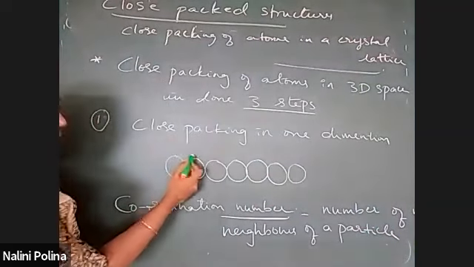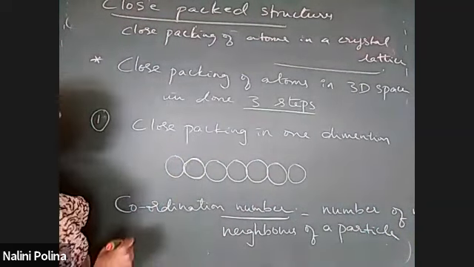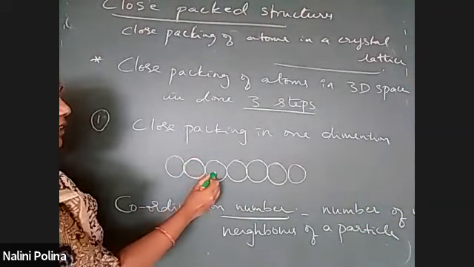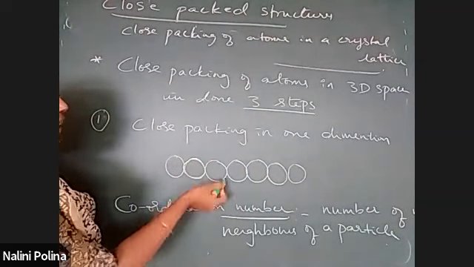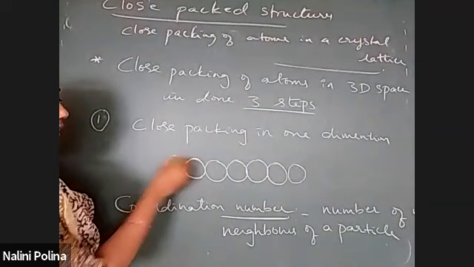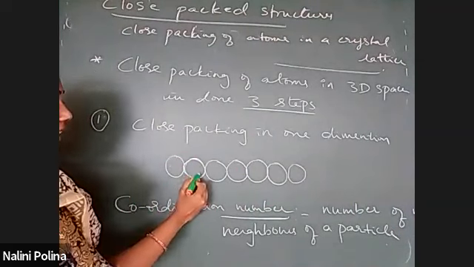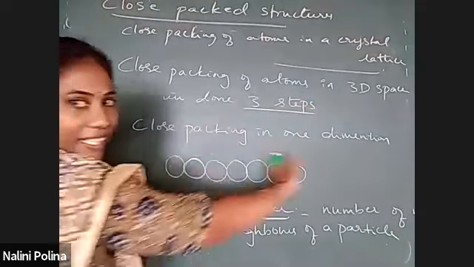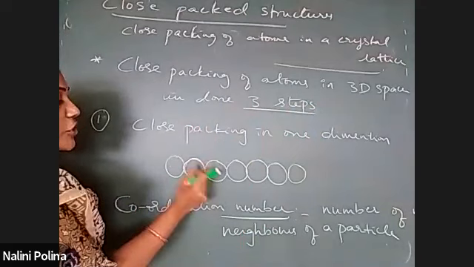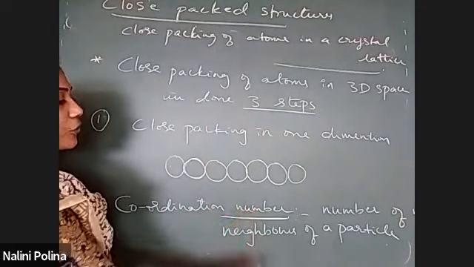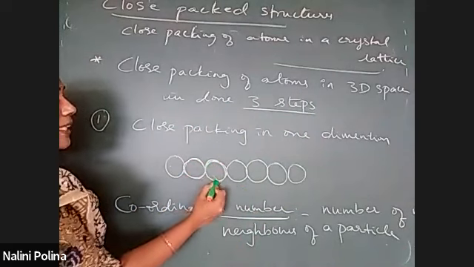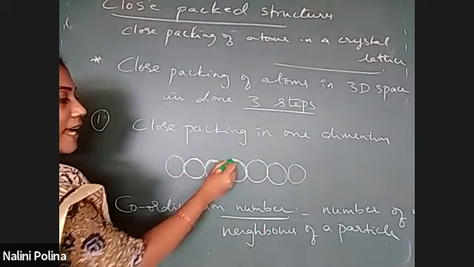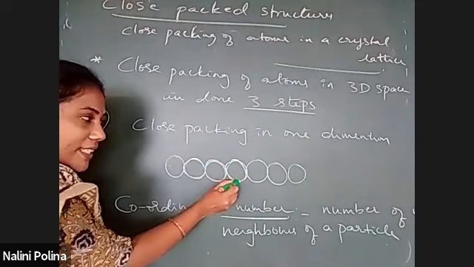That means concentrate on this particular atom. It is in contact with how many other atoms? This one, right? This is the contact only. Yes, two atoms are there. Only two, one on this side and one on the other side. So the coordination number of each atom is 2 in one dimension. You take this atom. How many atoms are in touch with this atom? 1, 2. Consider this atom. How many atoms are in touch with this atom?